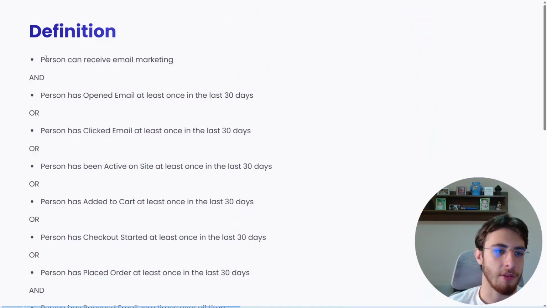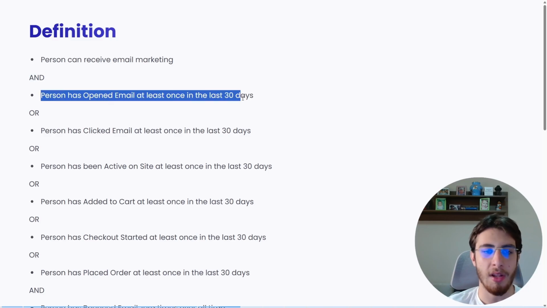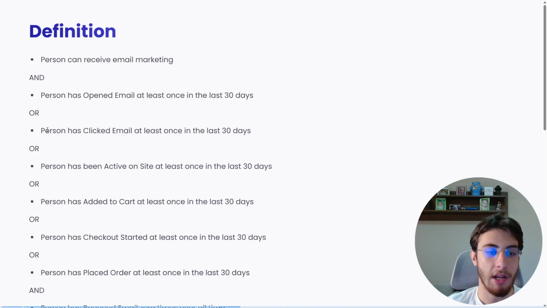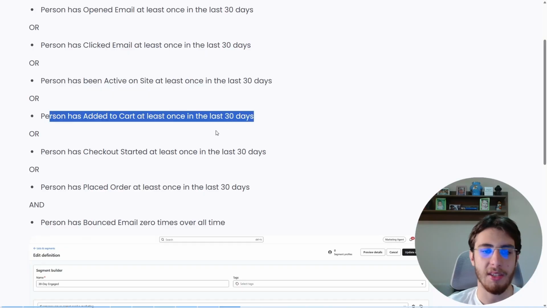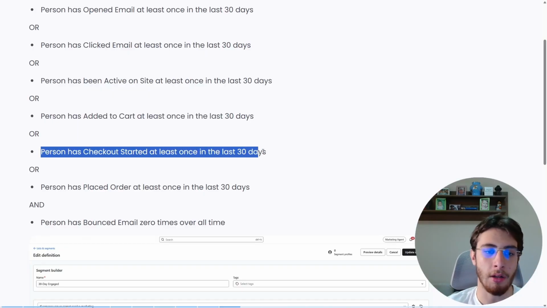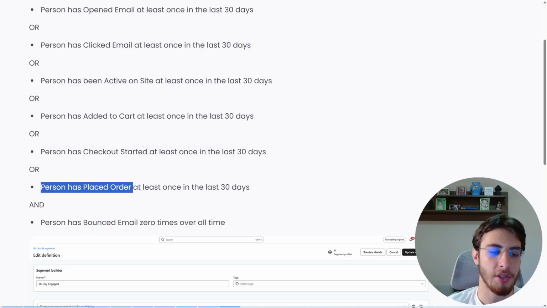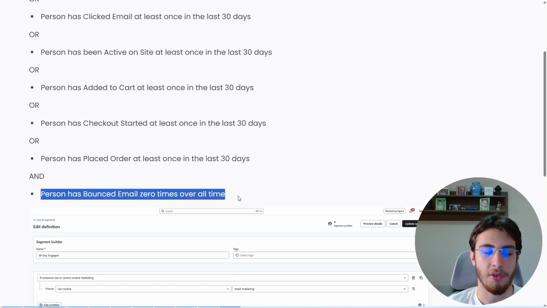So the definition, here we go. Person can receive email marketing, and very important, person has opened email at least once in the last 30 days, or person has clicked email at least once in the last 30 days, or person has been active on site at least once in the last 30 days, or person has added to cart at least once in the last 30 days, or person has checkout started at least once in the last 30 days, or person has placed order at least once in the last 30 days, and person has bounced email 0 times over all time.